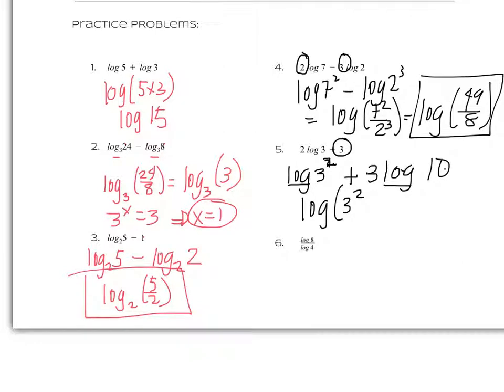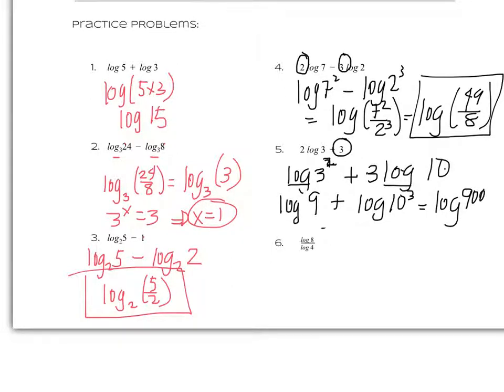Oh, sorry, I forgot to rewrite that portion again. I didn't finish the rewrite. What we end up seeing is we get log, and that's already multiplied, of 9, plus log of 10 cubed. That will give us the log. 10 cubed is 1,000 times 9 is log of 9,000.